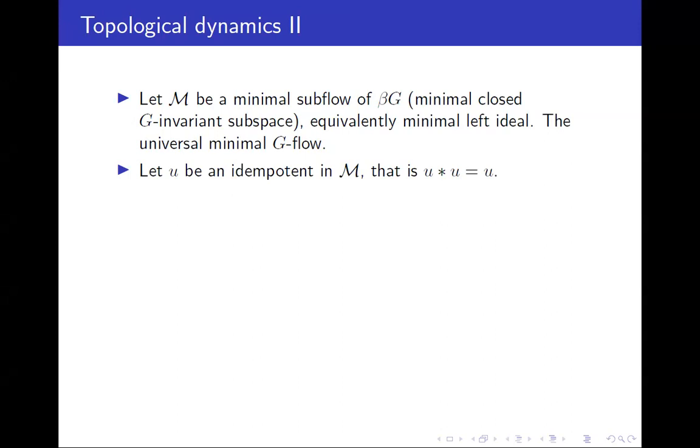Now, on general grounds, there's lots of these minimal things, but the actions are all isomorphic. There's a natural notion of an isomorphism of G-flows, a homomorphism respecting the action of G. So these minimal flows are all isomorphic. Now, on general grounds, you can find an idempotent in M. So we fix one of these minimal flows, curly M, and we find an idempotent, which means U star U equals U.